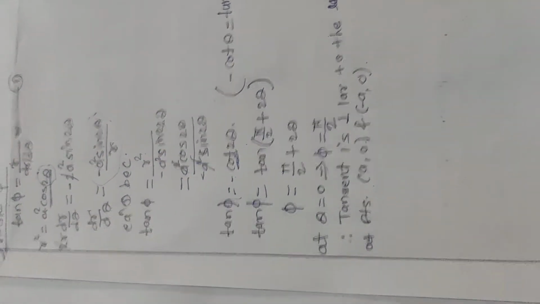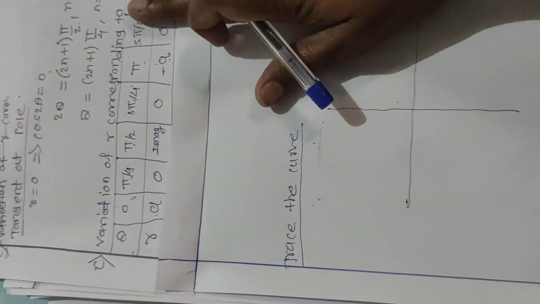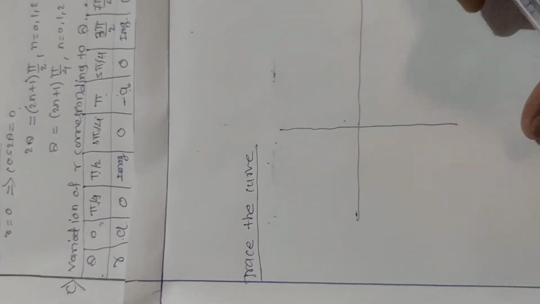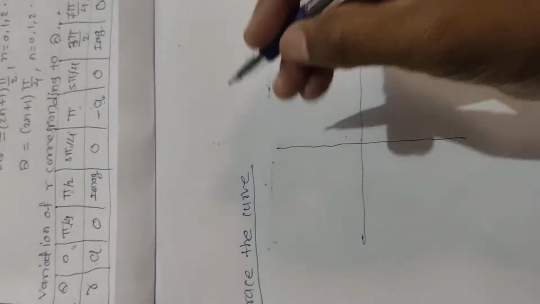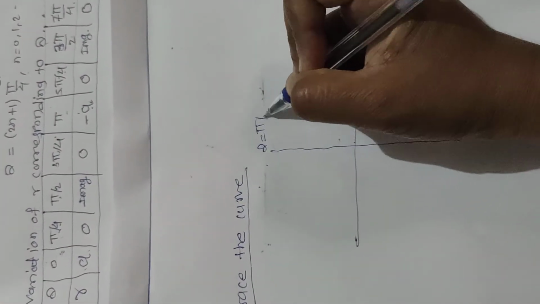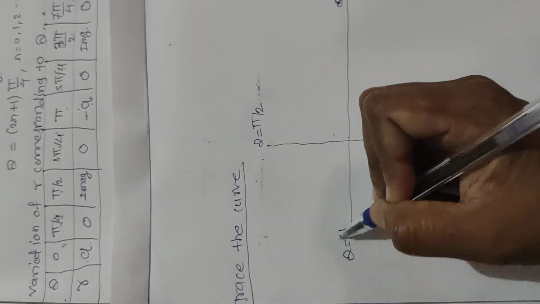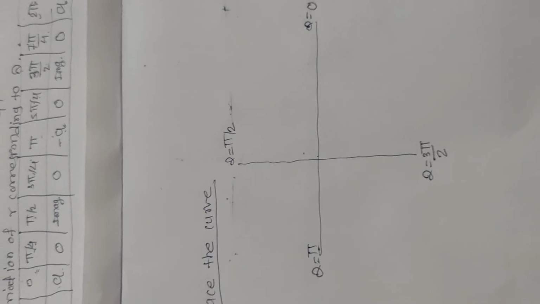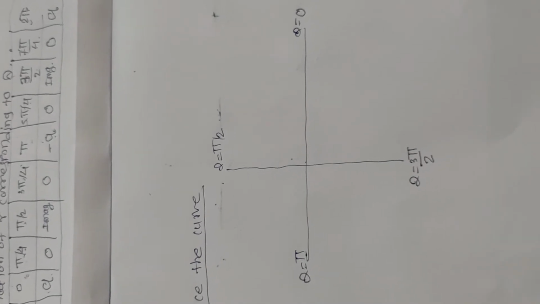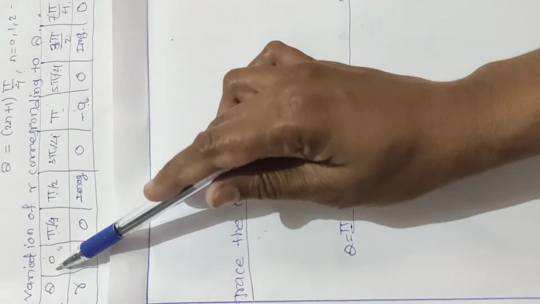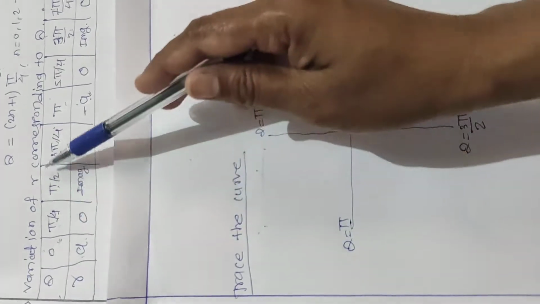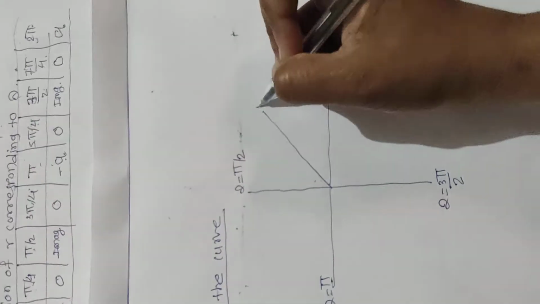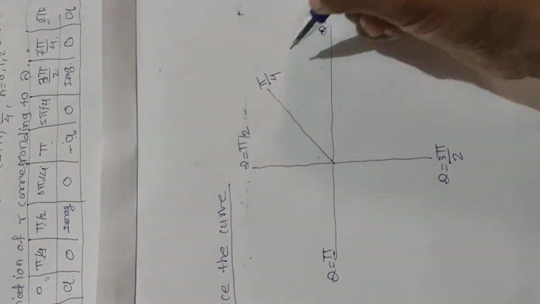After that, see, the next point is we have to trace the curve. So how to trace the curve? See, there is angle theta equal to 0 here. This is theta equal to pi by 2. This is theta equal to pi, and this is theta equal to 3 pi by 2. So after that, what are our points of theta? See, 0, pi by 4, pi by 2. So first 0. So after that this is pi by 4. Just we have to take all theta sequentially.